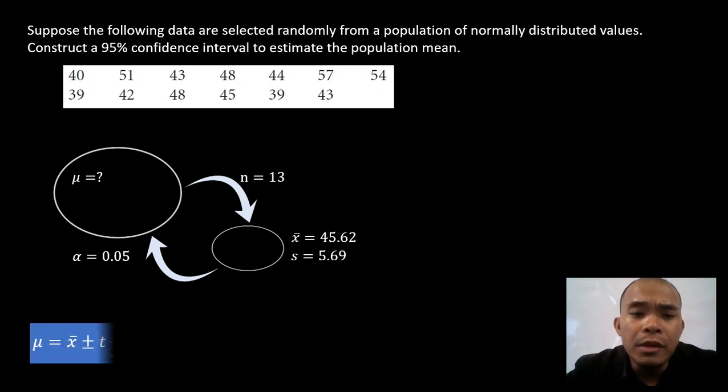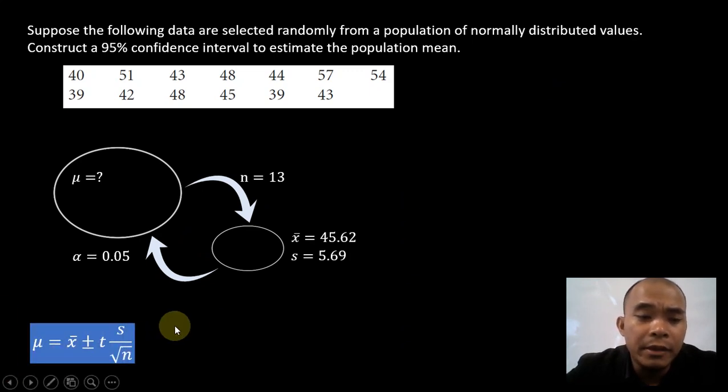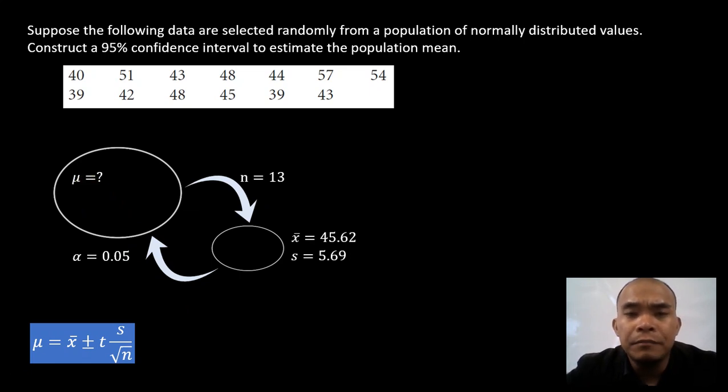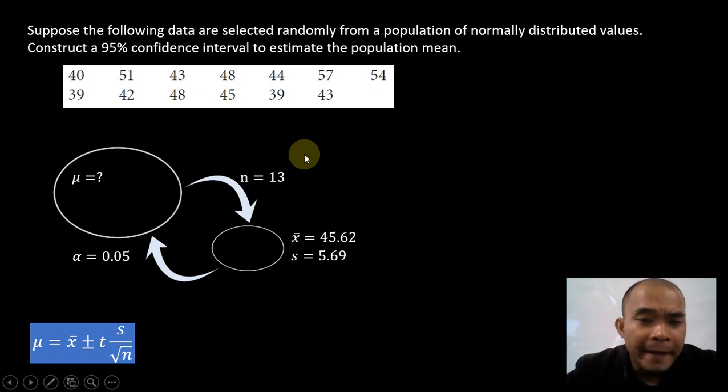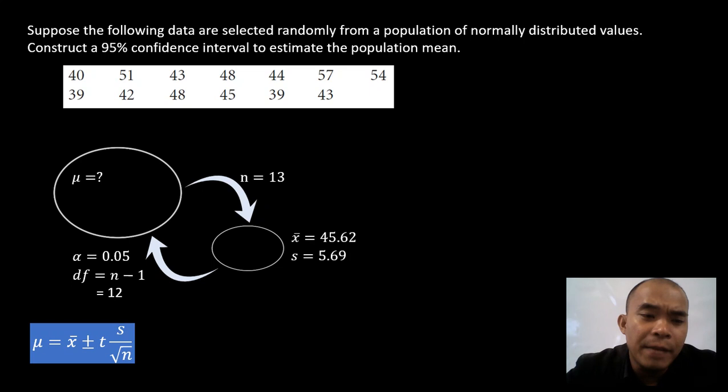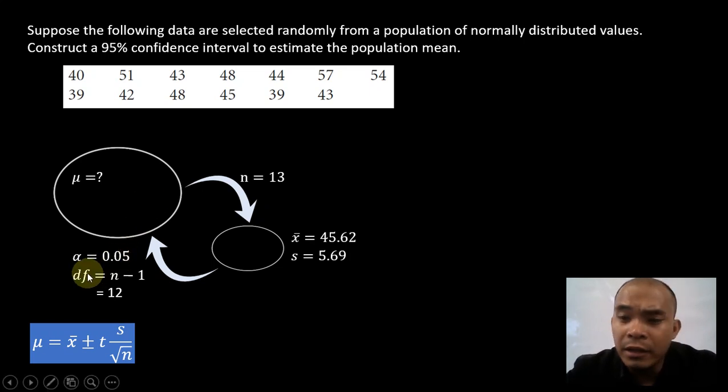Okay, and then we have to use this formula here because the population standard deviation is not given. This is the most commonly used in actual research, because the population standard deviation is not normally known. So that is why we have to get the sample standard deviation from our raw data. Okay, and then take note, before we can use the table, we have to solve for the degrees of freedom. The formula of the degrees of freedom is n minus 1, so that is 13 minus 1, that's 12.